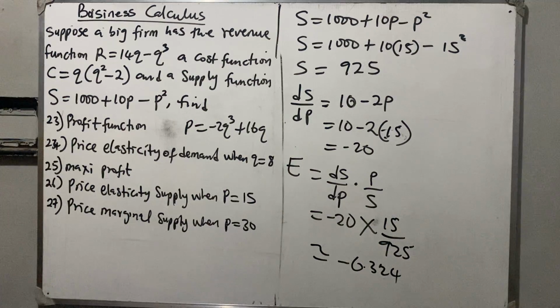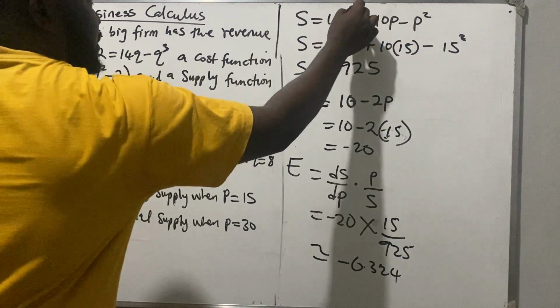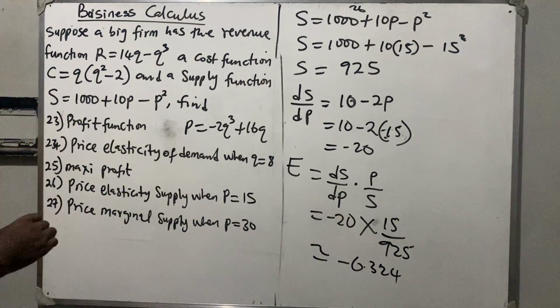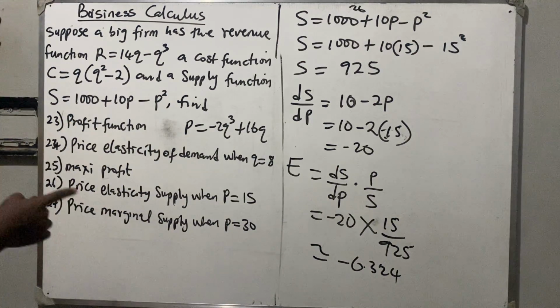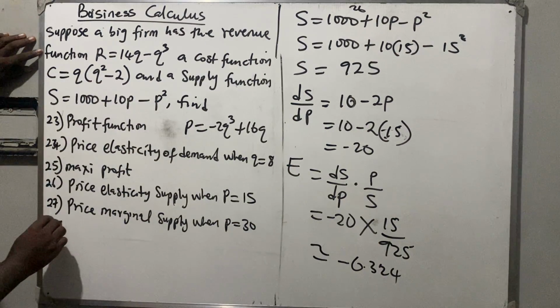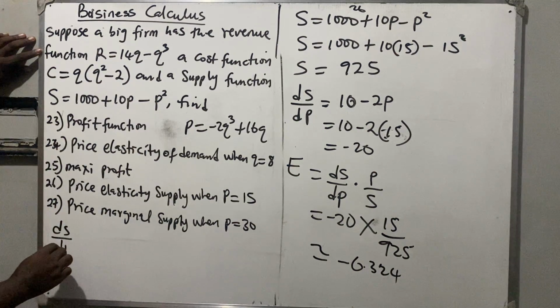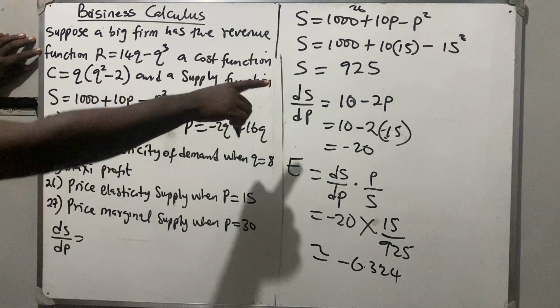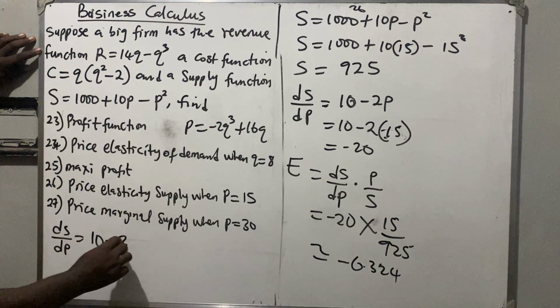So the last one is now question number 27. This was question number 26. Question number 27 is marginal supply. And I told you that marginal simply means to differentiate. So from the supply, we need to differentiate. So the S, the P, which you have already gotten as 10 minus 2P.